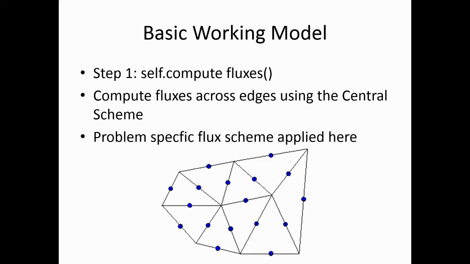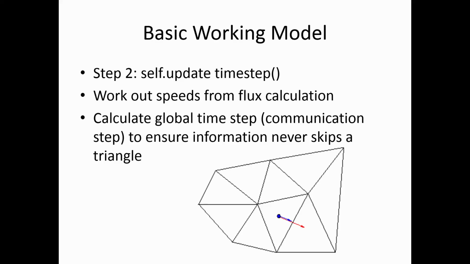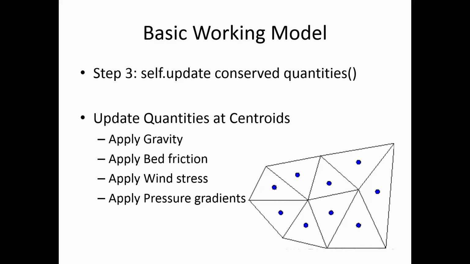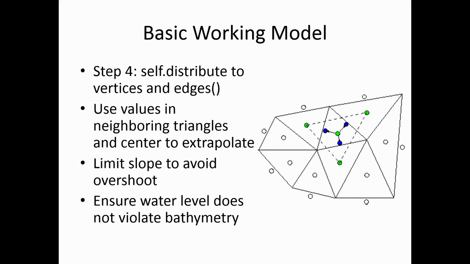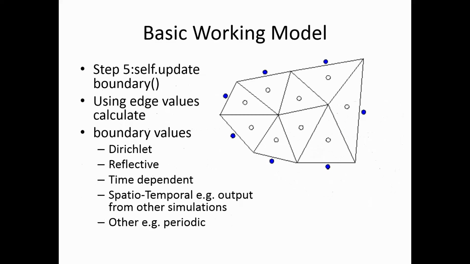Basically the first step is to compute the flux at the blue dots. Then the next step is to compute the time step, because since each triangle has a different area, the time step will be different, so that information can never skip a triangle. The third step is to update all the quantities within the triangle. The fourth step is to update the quantities in the adjacent triangle, and the fifth step is to update the boundary values.